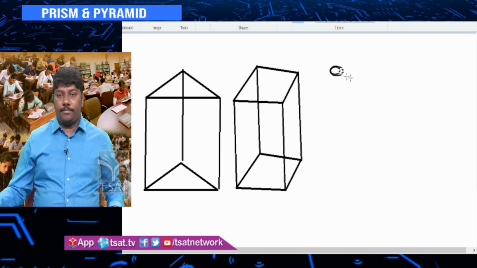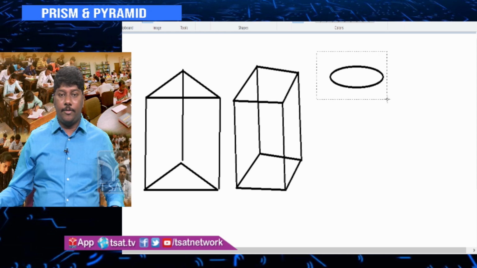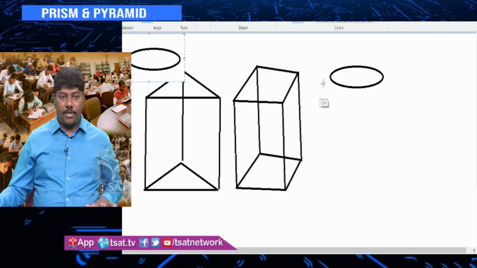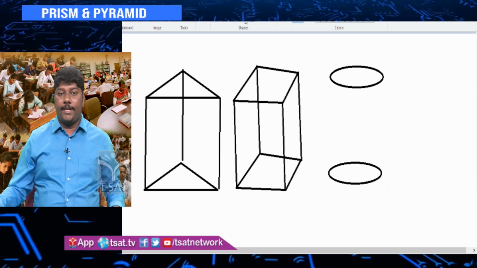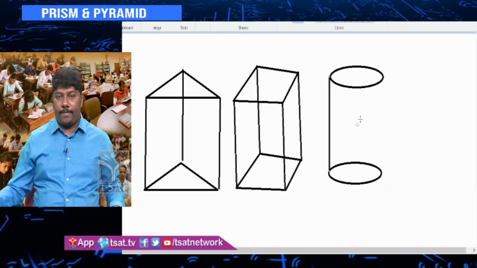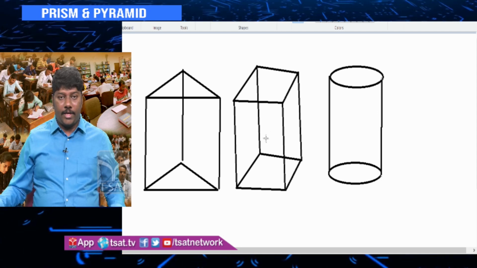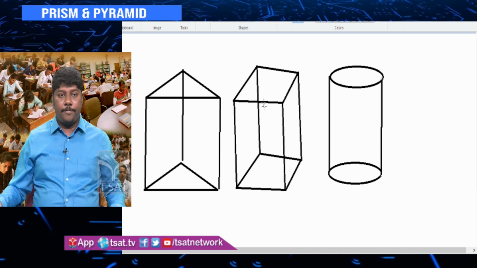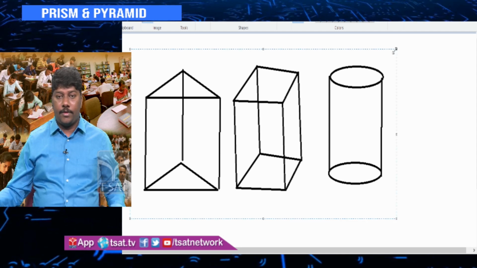If I take a circle, both up and down surfaces are circles, you call it a circular prism. A circular prism is also called a cylinder. So this is a rectilinear figure, both ends are n-sided polygons and it is connected by rectangular surfaces.